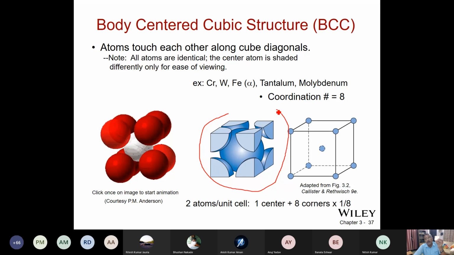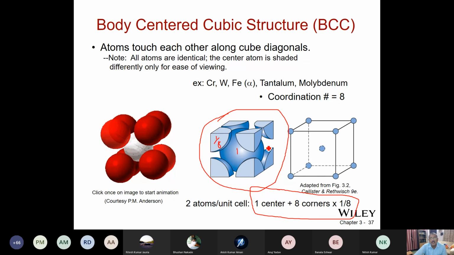So how many atoms per unit cell? 1/8 at each corner, 8 corners, and one atom completely inside this unit cell. So 1/8 times 8 plus 1 center atom makes the number of atoms equal to 2 in a body-centered cubic unit cell. So what is the coordination number?